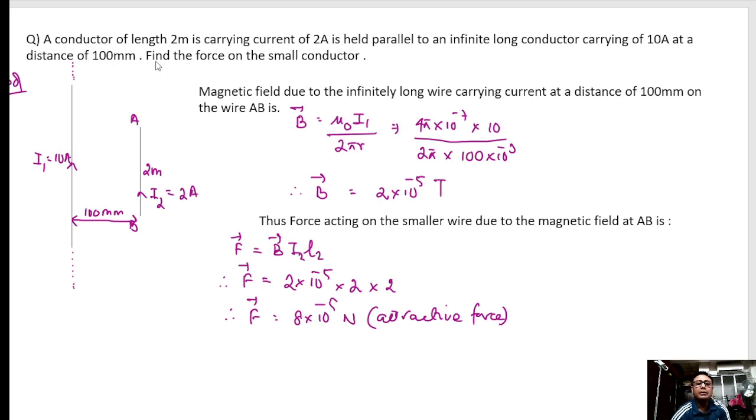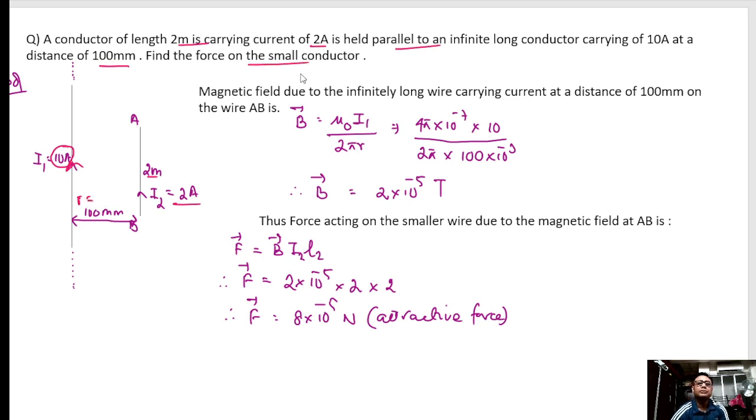So there is a conductor of length 2 meter, as you can see. AB is a conductor of length 2 meter carrying current 2 ampere, parallel to an infinite wire. This is the infinite wire carrying current 10 ampere in this direction. The distance given is R, 100 millimeter.